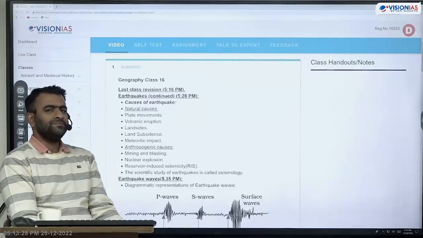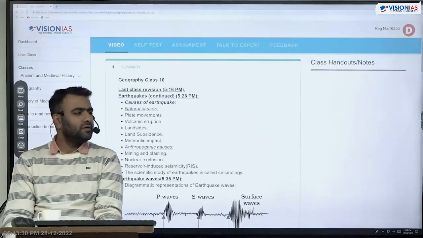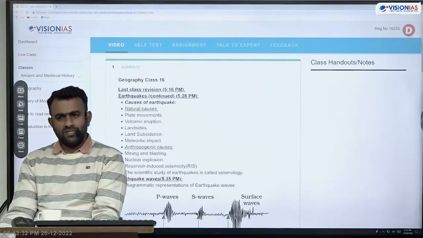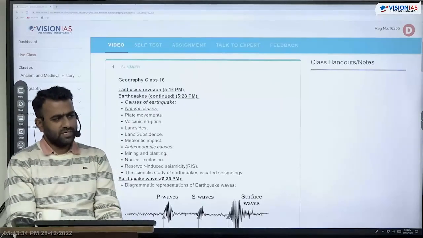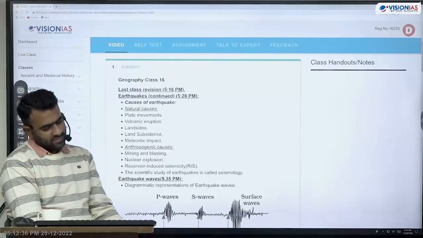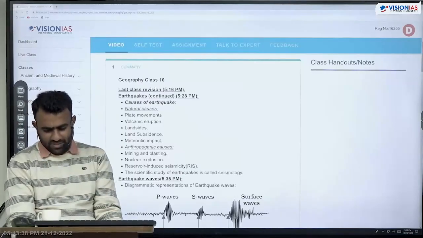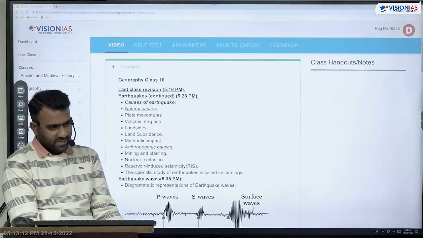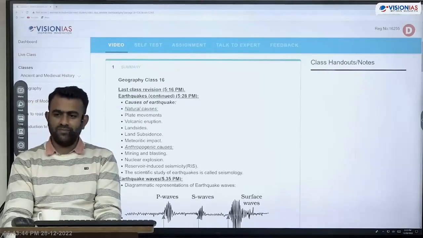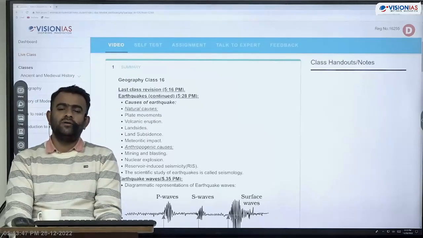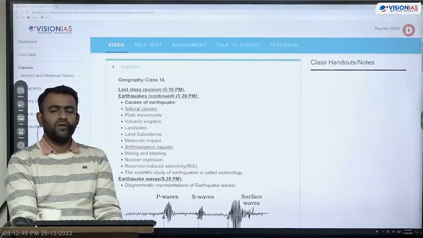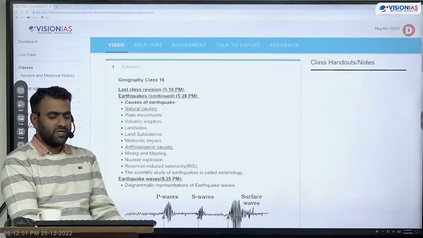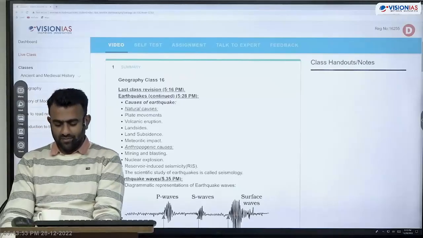Okay? Yes, P waves depend on compressibility, S waves have rigidity and also compressibility, but S majorly depends upon rigidity, the material must be rigid. So P waves travel faster, S waves come later.